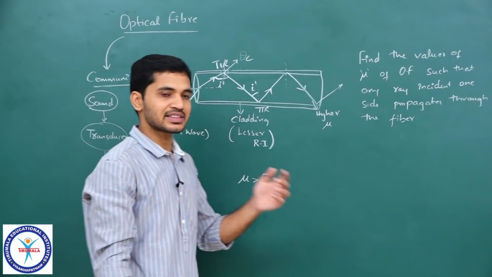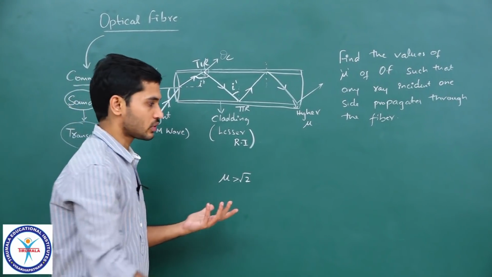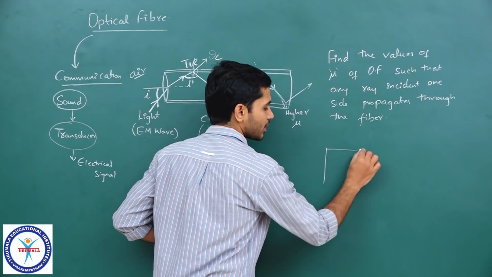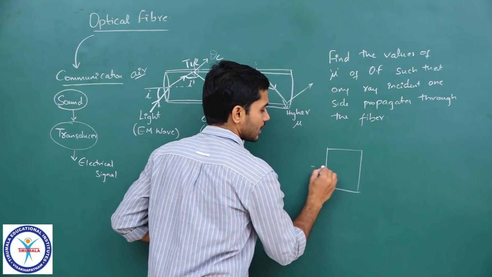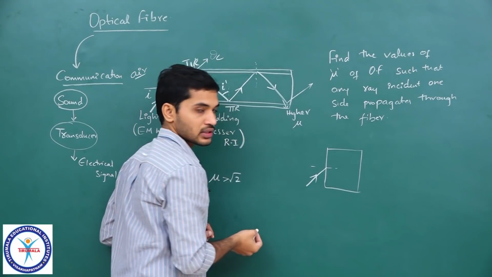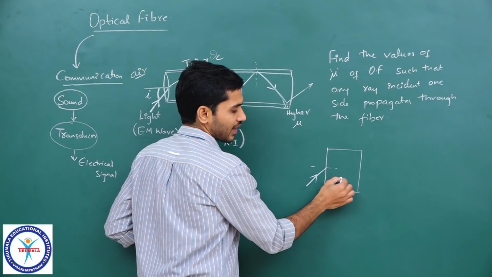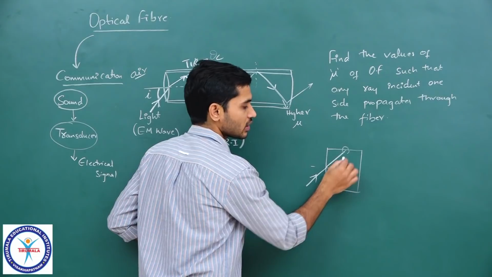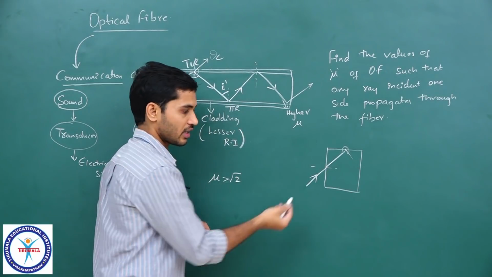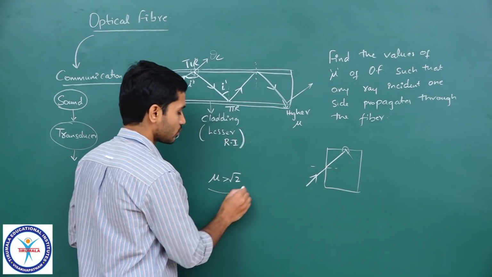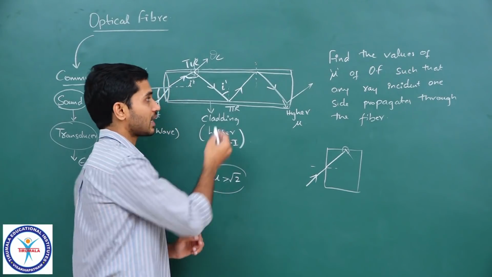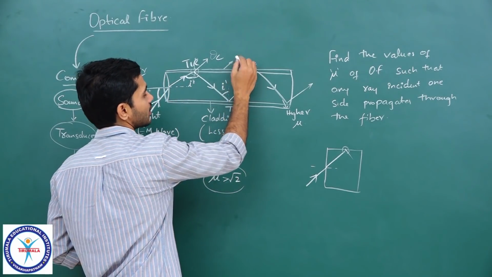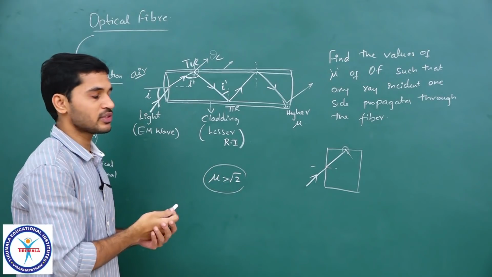So, this is exactly the same as the earlier question. In the earlier question, I took a cube like this and a light ray was incident in this manner, and I asked you to find out the values of mu of this medium such that any light ray which is incident over here gets reflected back, correct? And we derived the result for that to be greater than root 2, considering that the surrounding medium is air, the outside medium is air.